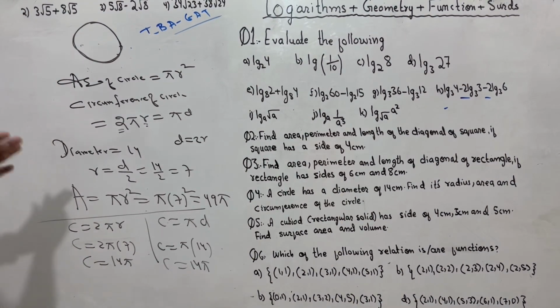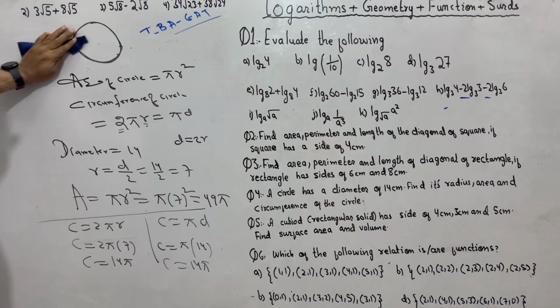Final question is based upon a cuboid, and we are asked to find its volume as well as surface area. Okay, let me read this first.